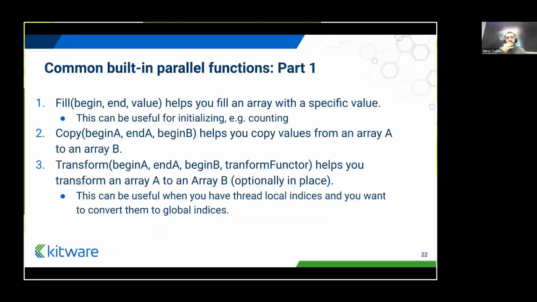So now we're gonna go to some built-in parallel functions that are really common. The fill, which you can use when you have an array and you want to fill it with a specific value, is usually useful for initializing. You can also copy an array to another array. You can also transform an array to another array using a specific functor. And that can be useful, for example, when you have thread local results, and then you want to transform them to be global results. If you have, for example, indices, you can transform them and you have the right bookkeeping indices to append all the thread local results properly.